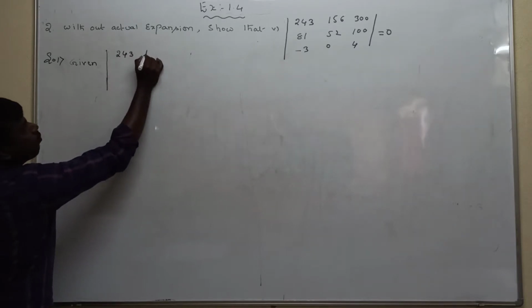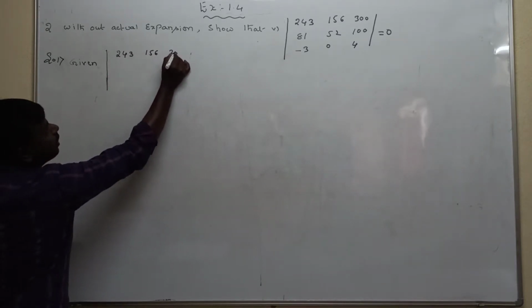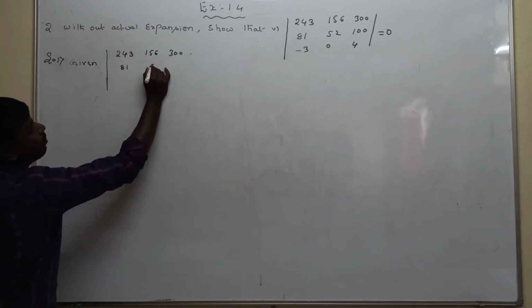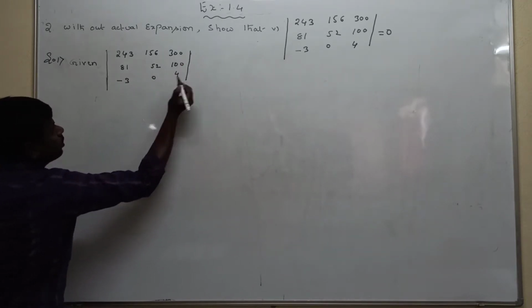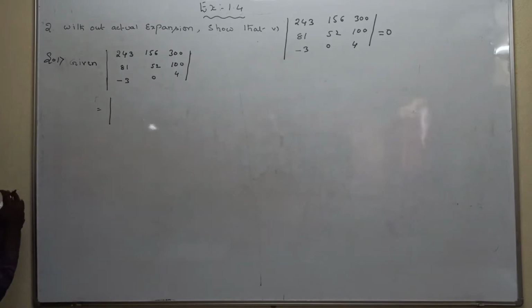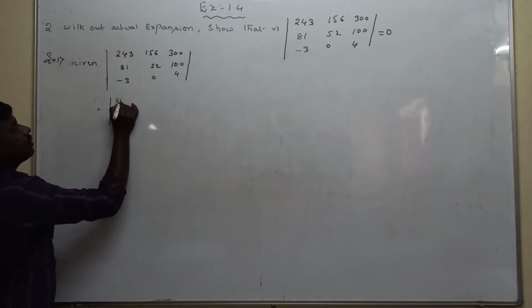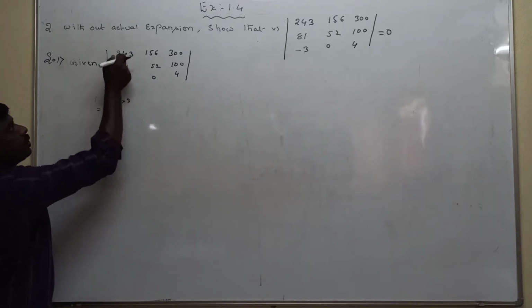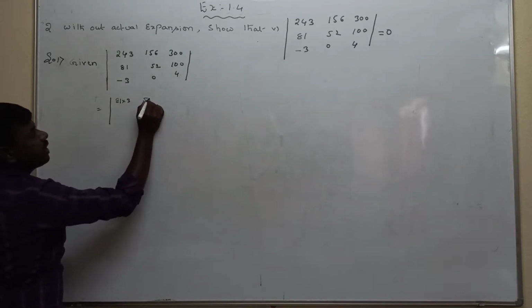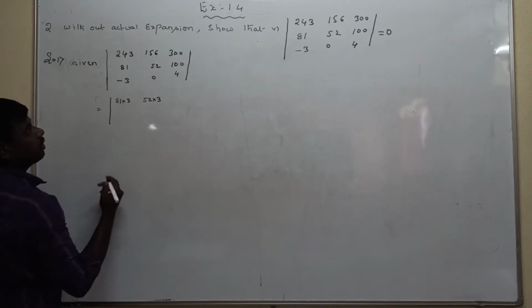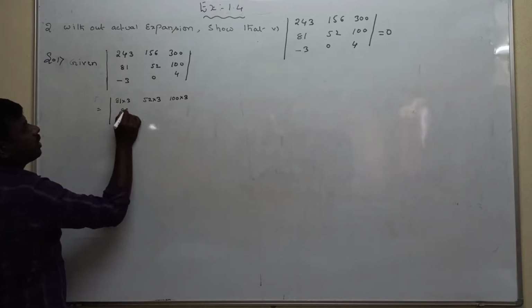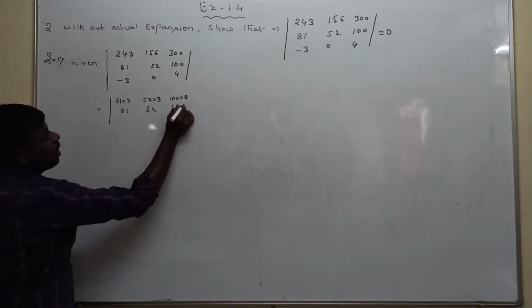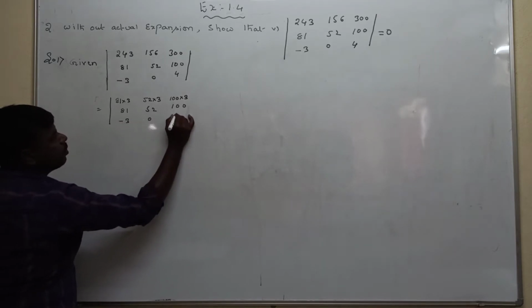Given 243, 156, 300, 81, 52, 100, minus 3, 0, 4. So now, dear students, 243 can be written as 81 into 3. Is that possible or not? 81 into 3 is 243. Next, 156 can be written as 52 into 3. Next, 300 can be written as 100 into 3. So the first row is written as 3 times 81, 52, 100, and the second and third rows are as before: 81, 52, 100 and minus 3, 0, 4.